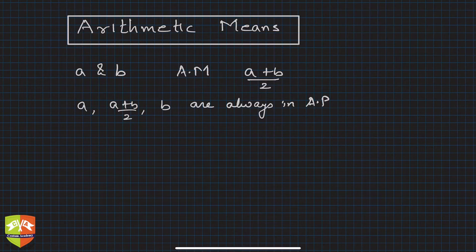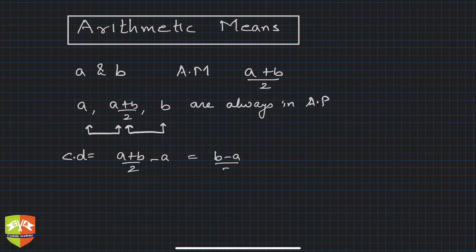Let's find out the common difference if at all they are in AP. So these are the first two terms and the last two terms, right? So the CD, if you try to find out, will be (A plus B) by 2 minus A, which will give you (B minus A) by 2, right? Let's try to find out the CD in these two terms. So that will be B minus (A plus B) by 2. So that will be again (B minus A) by 2. So if you see, the common difference is (B minus A) by 2.